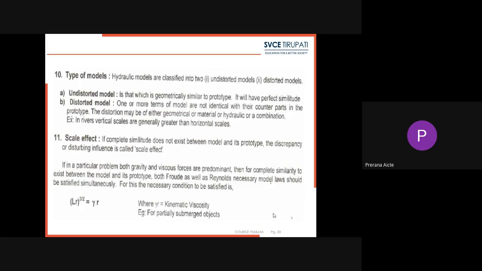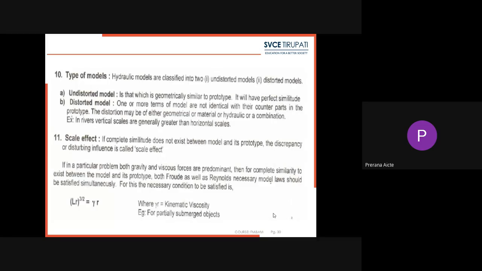Example, in rivers, vertical scales are generally greater than the horizontal scales. Hence, rivers are considered as distorted models, and the oceans or even the small models which exist in our laboratories are considered as undistorted models.